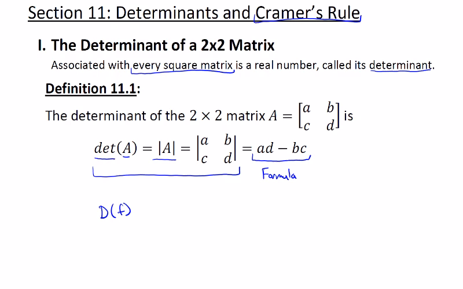So the formula says that we're going to multiply A times D. So that's the 1,1 entry multiplied with the 2,2 entry. And then it also has a multiplication with BC. So that's the 1,2 entry multiplied with the 2,1 entry. And the order of this is really important because we have subtraction in between these 2 products. If you switch the order of your products within the subtraction, you will get the opposite answer of what you're really supposed to get. So please make sure that you put the AD product first minus the BC product second.